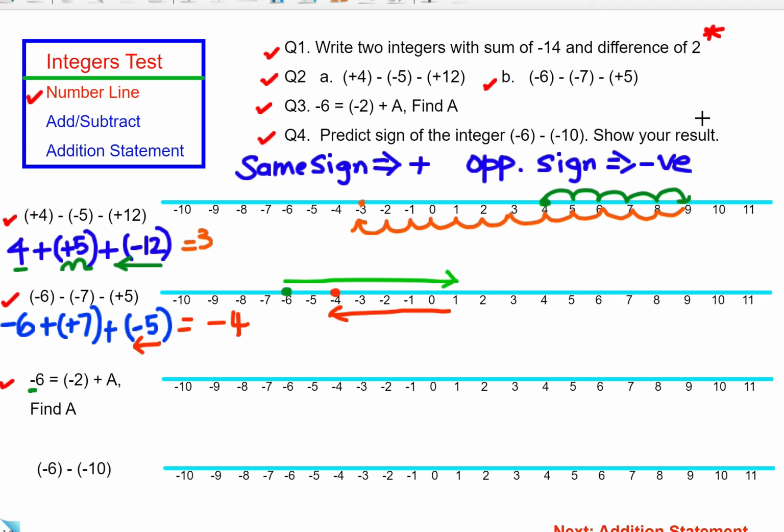It says minus 6 equals minus 2 plus a. You need to find the value of a. How do we get that? Well, we need to use reverse calculation. We know the end result, right? So in this case, what should we do? Think like this. We have to do reverse calculation. Let me write down here. So now we do reverse calculation.